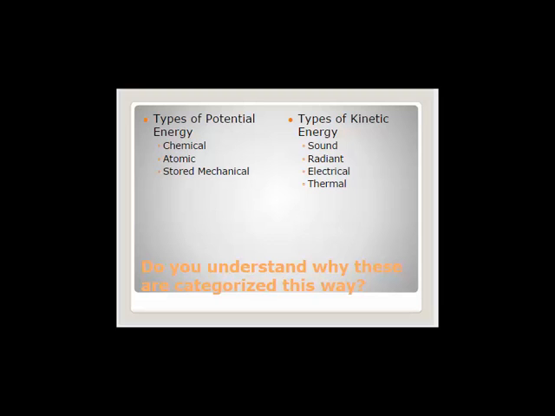We can categorize all the forms of energy we discussed last lecture into potential or kinetic. Types of potential energy are chemical, nuclear, stored mechanical. Types of kinetic are sound, radiant, electrical, and thermal. Do you understand why these are categorized this way?